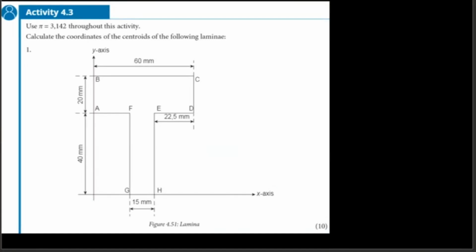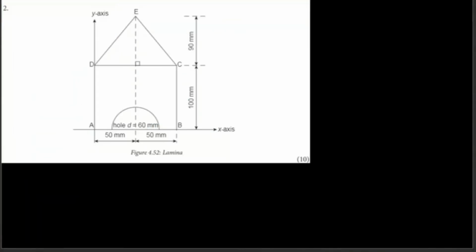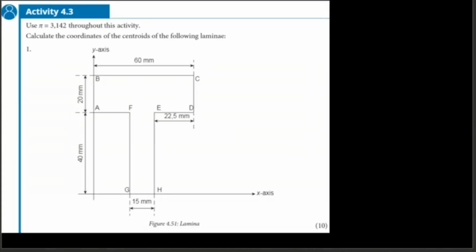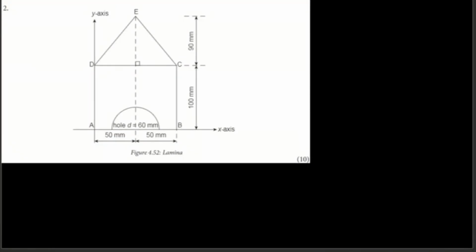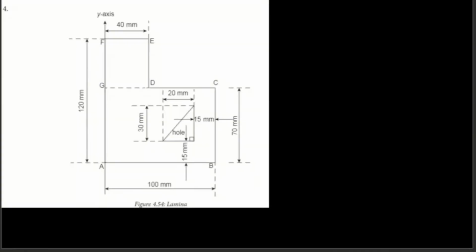Now, if you look at this activity here, this is how they will ask the question. They will say calculate the coordinates of the centroid. The coordinate of the centroid is the x bar and the y bar. Same thing with this question as well: calculate the coordinate of the centroid. If you check activity 4.3, you can see this is question 1, and calculate the coordinate of the centroid for this one, question 3. So this is how they will ask the question. So how will you go about doing this?